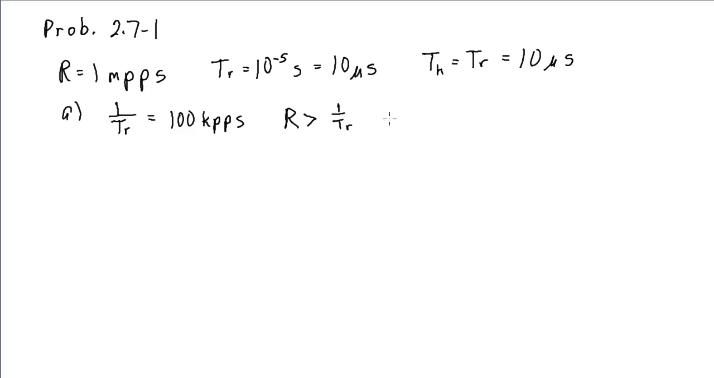So in answer to the question, no, the channel cannot transmit data at the required rate. We need for R to be less than 1 over TR in order to avoid the distortion.